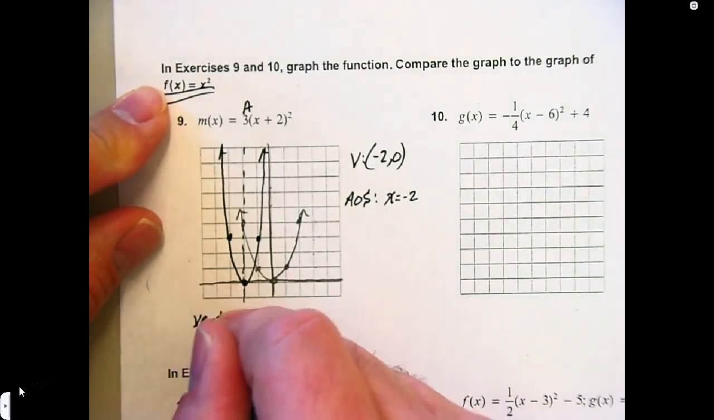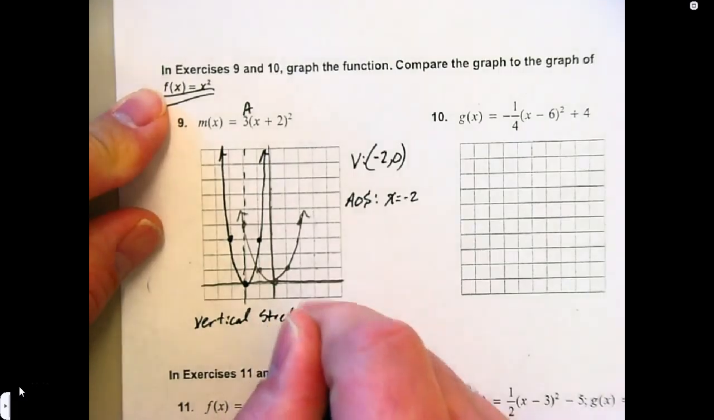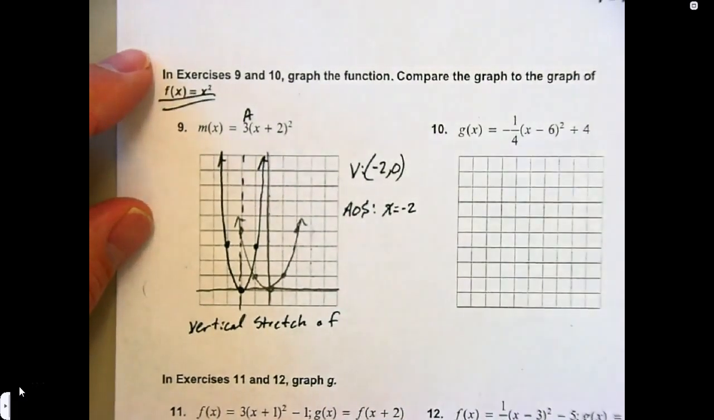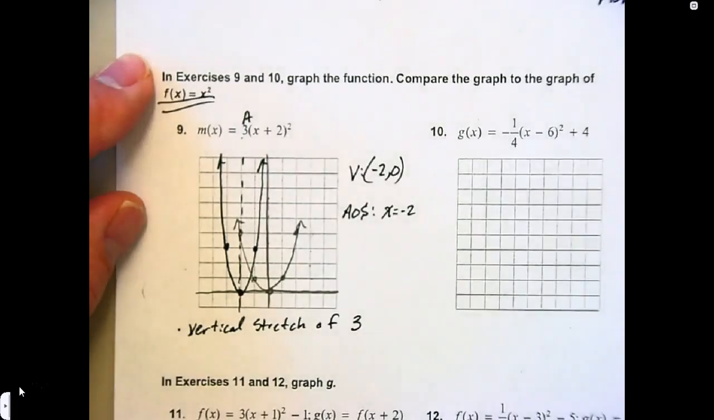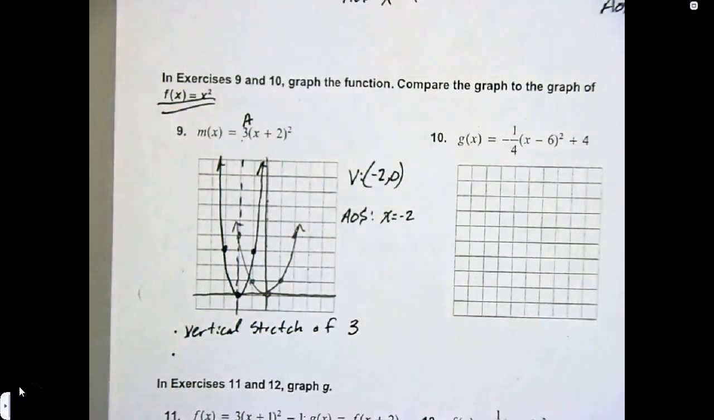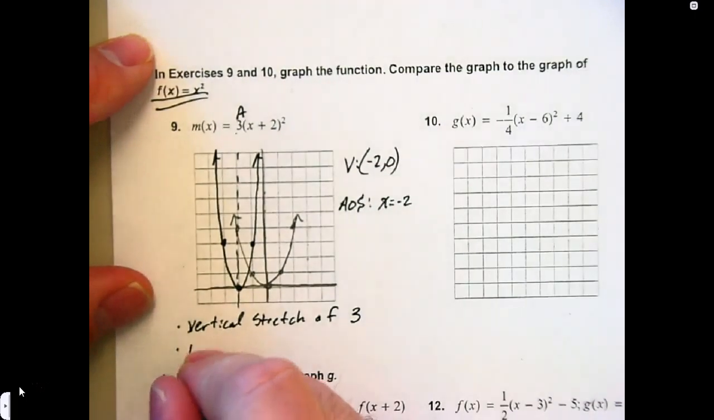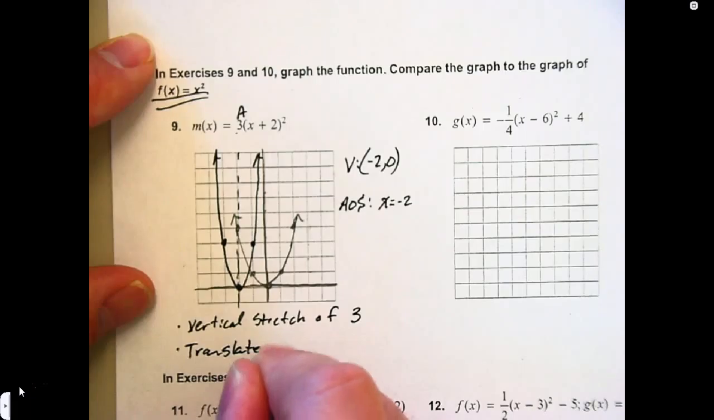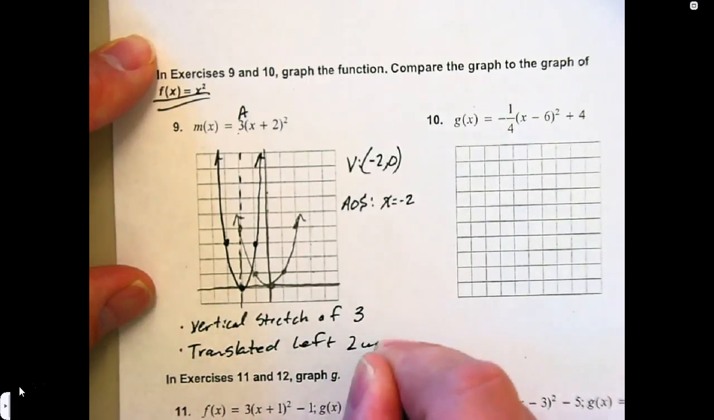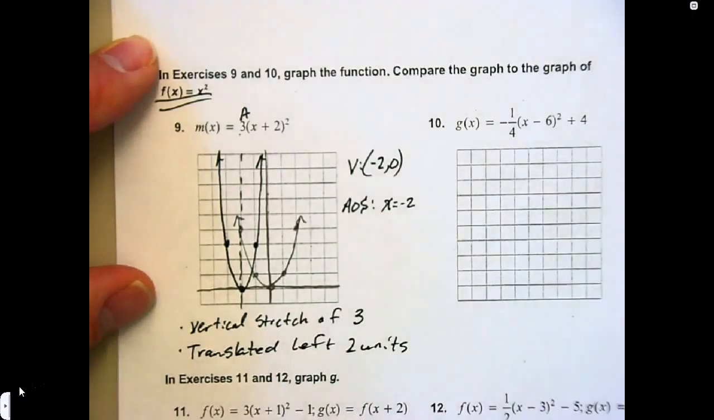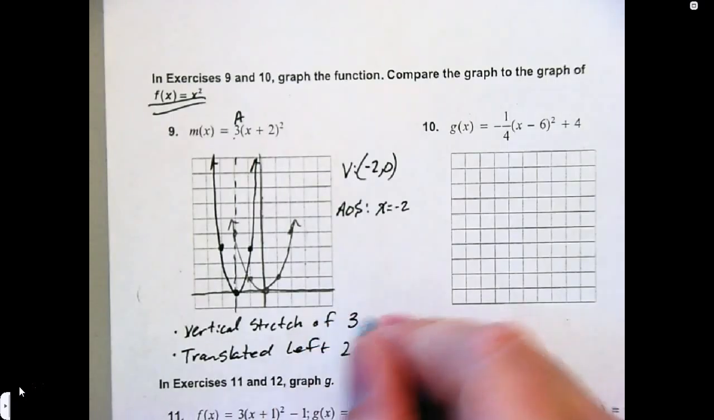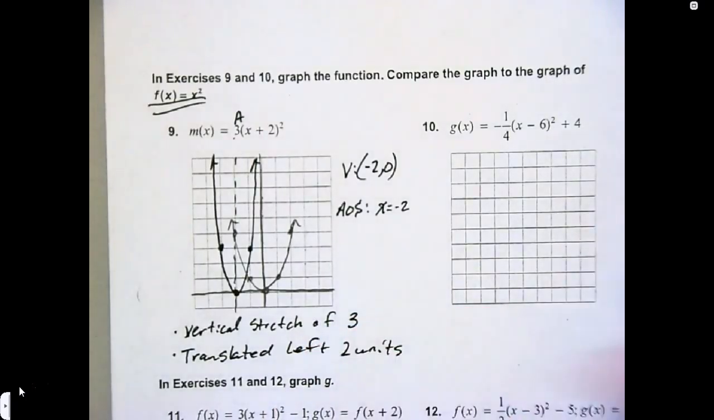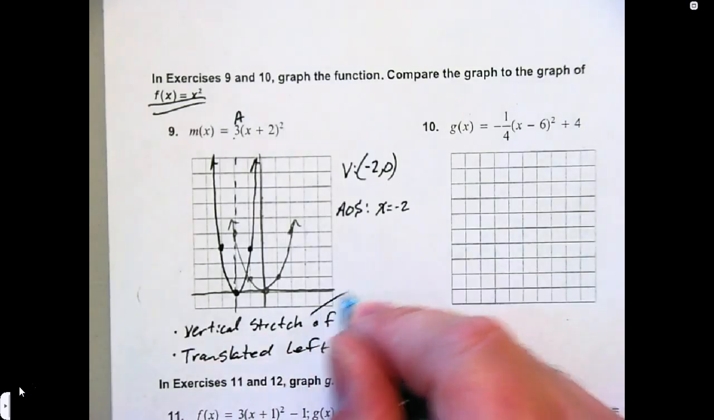Good, that's a vertical stretch of what? By a factor of 3. Okay? Vertical stretch by a factor of 3. How else does it differ? Jilly? Good. It is translated, make sure you note that term, translated left 2 units. Well done. So vertical stretch of 3, you could actually say vertical stretch by a factor of 3. Yeah, that's the way Bailey said it. It's the correct format.